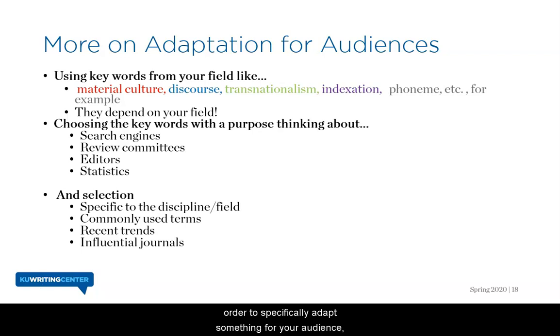In order to specifically adapt something for your audience, one of the primary things to think about is the language you're using. If you're writing for a field of experts, you can use more complex and specific language. You also need to think about what your keywords are going to be. These will be the words that will mean your article gets pulled up in a database search. Think about what you want to use based on the works of others. How are others describing things? What words are popular in reputable journals?